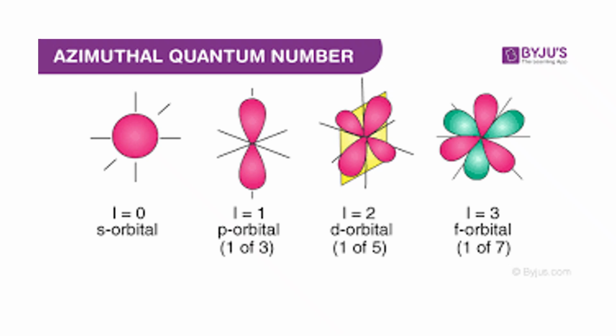Each value of the azimuthal quantum number corresponds to a specific shape. L equals 0 gives us spherical s orbitals, L equals 1 gives us dumbbell-shaped p orbitals, L equals 2 creates clover-shaped d orbitals, L equals 3 unlocks the wild multi-lobed f orbitals.